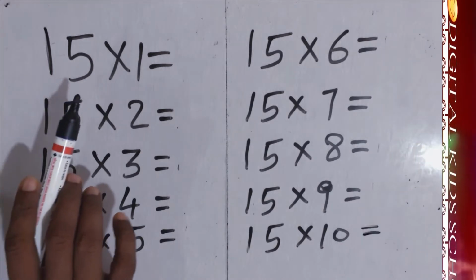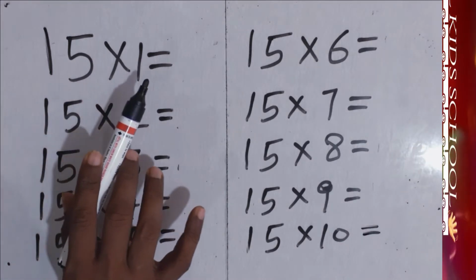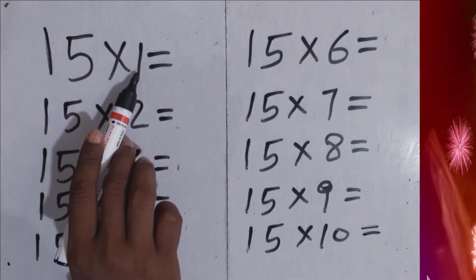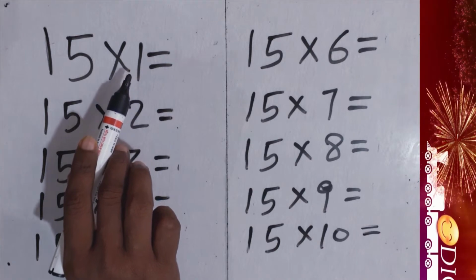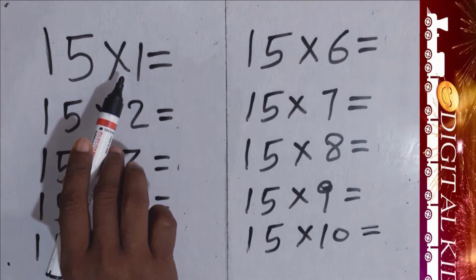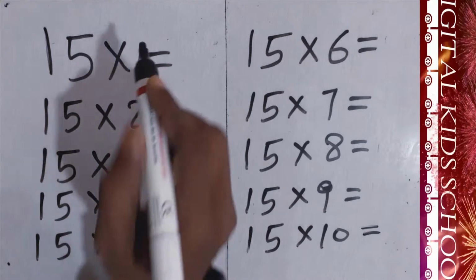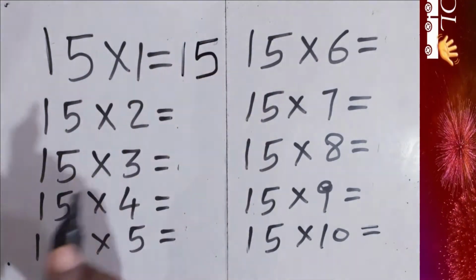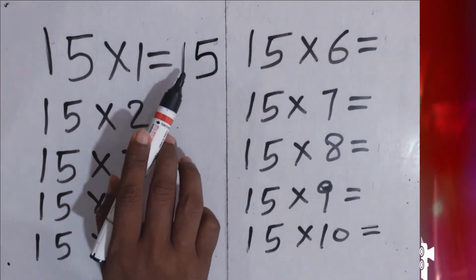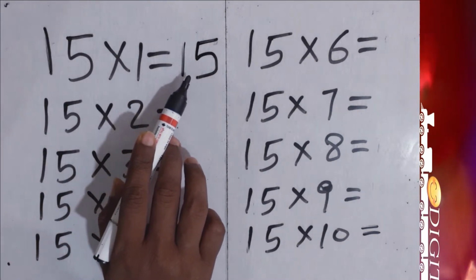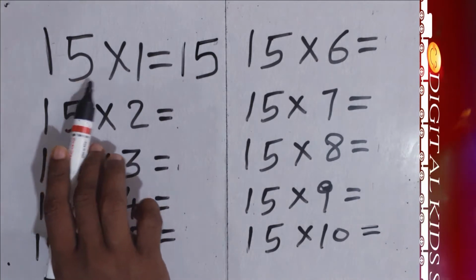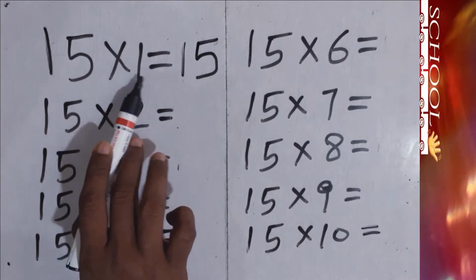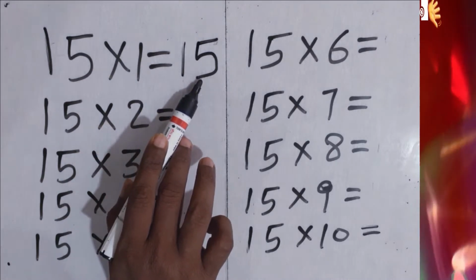Dear students, now you tell me the answer. What is the answer? 15 into 1. Tell me the answer. 15 into 1 is equal to 15. Write the answer here. 15 into 1 is equal to 15. 15 1 ja 15. 15 multiplied by 1 is equal to 15.